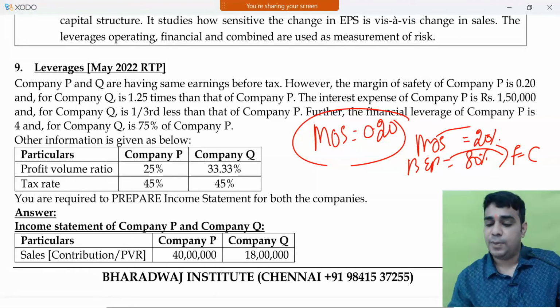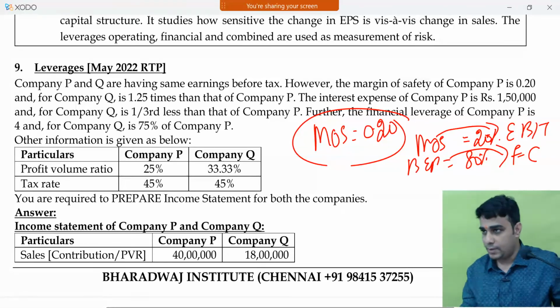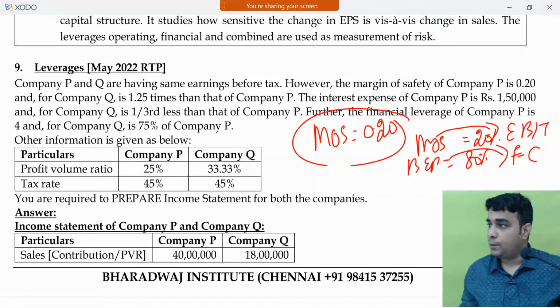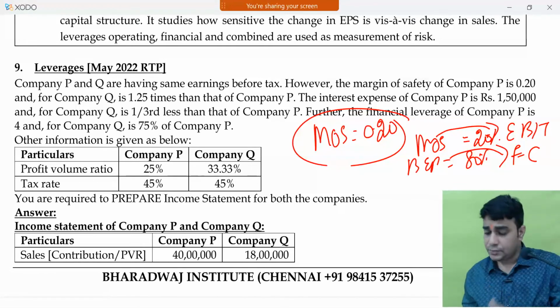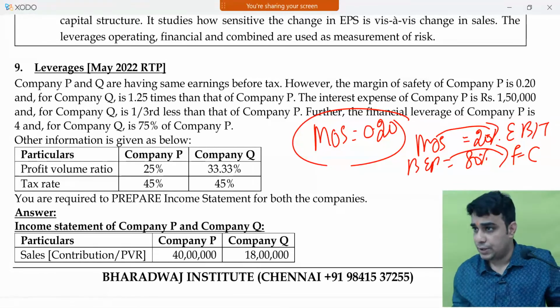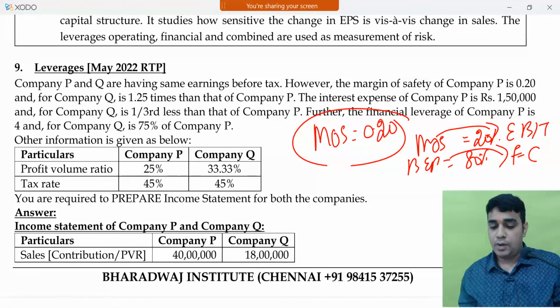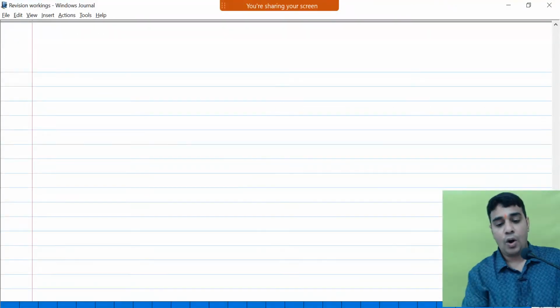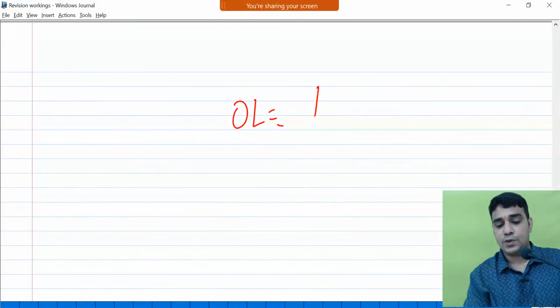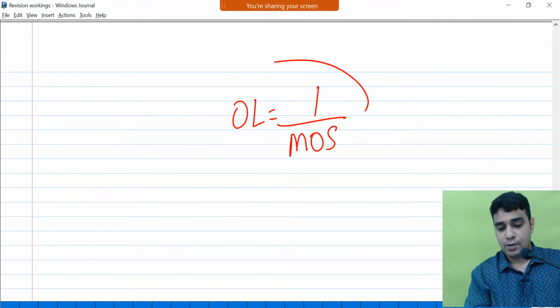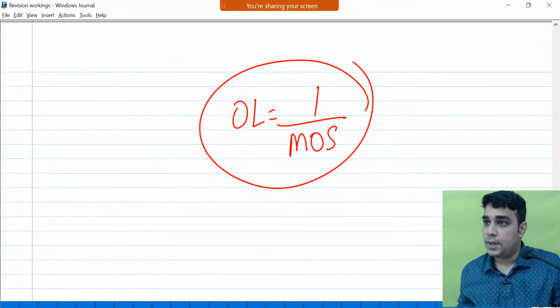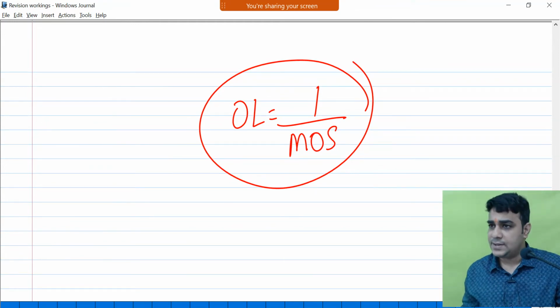Margin of safety is going to be linked with an item called EBIT in this question. Normally it's linked with profit. Here it's linked with EBIT. Together is your contribution. EBIT plus fixed cost is together called contribution. Now, whenever margin of safety is given in the question, you can say operating leverage is equal to 1 by margin of safety. Wait for a minute. Operating leverage is equal to 1 by margin of safety.